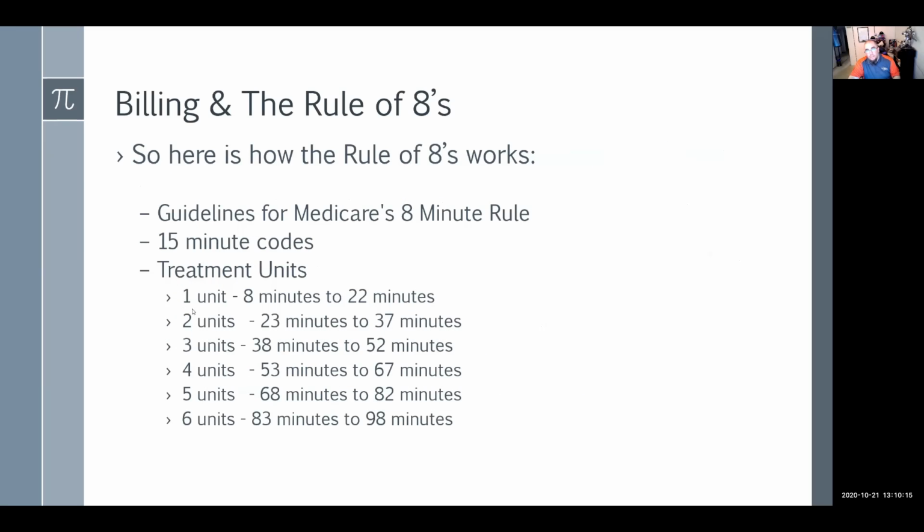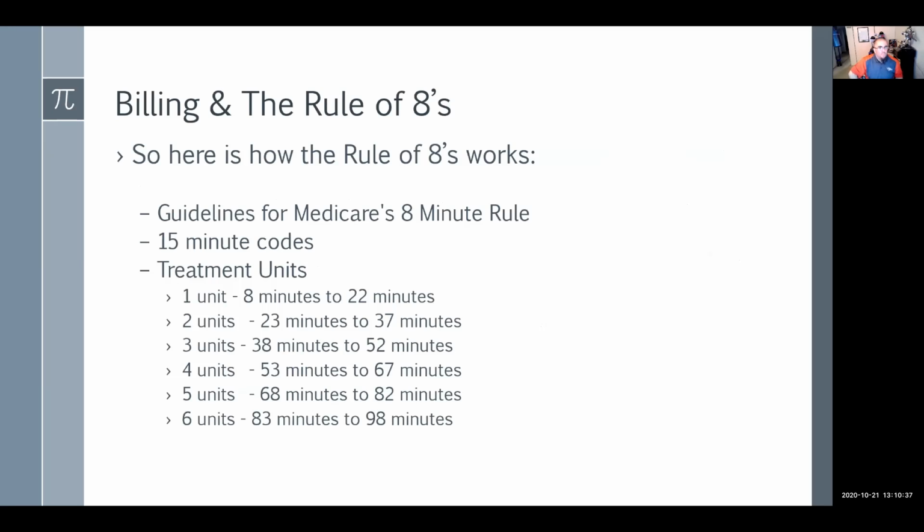I put this little chart here that goes from 1 to 6 units. I would recommend taking maybe a sticky like this. Once you guys get your badges, take a sticky like this and do up to about 4 units on it and put it on the back of your badge, because that will help when you go out to an outpatient clinic or even inpatient.